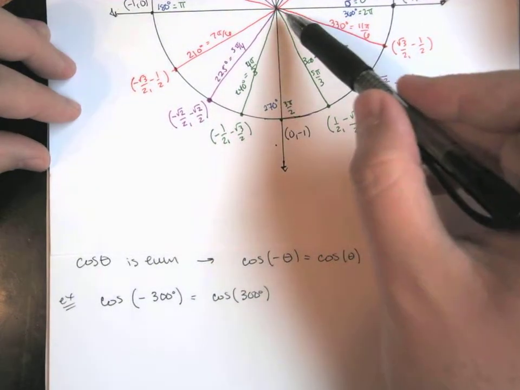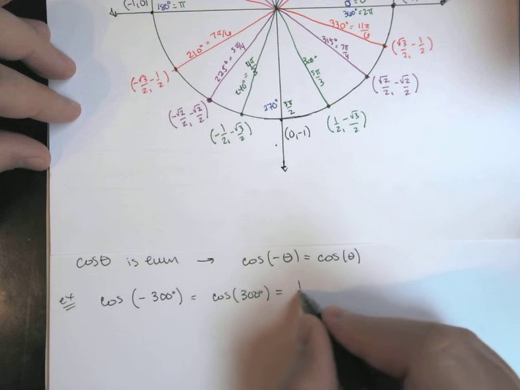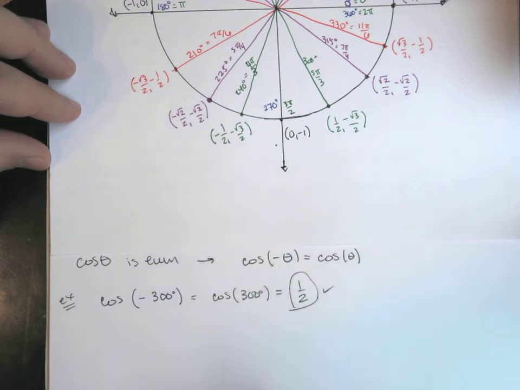300 for us is here. Cosine is the x value, so that would be positive 1/2. Done and done.